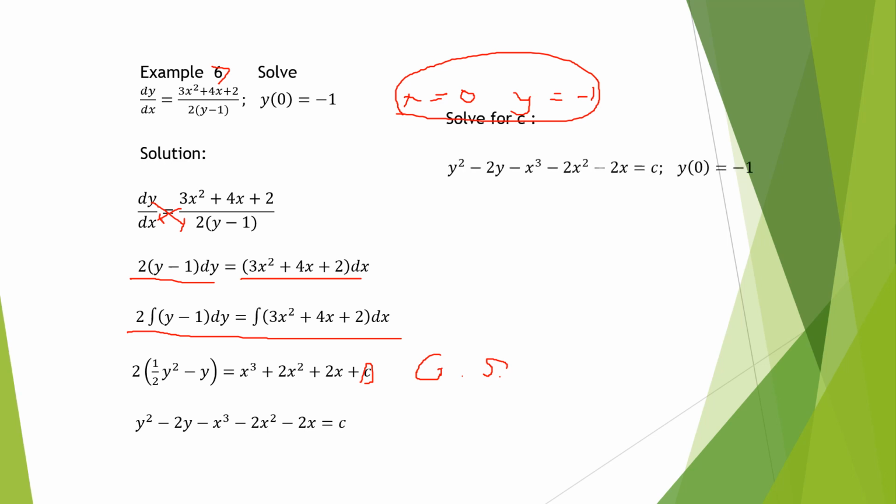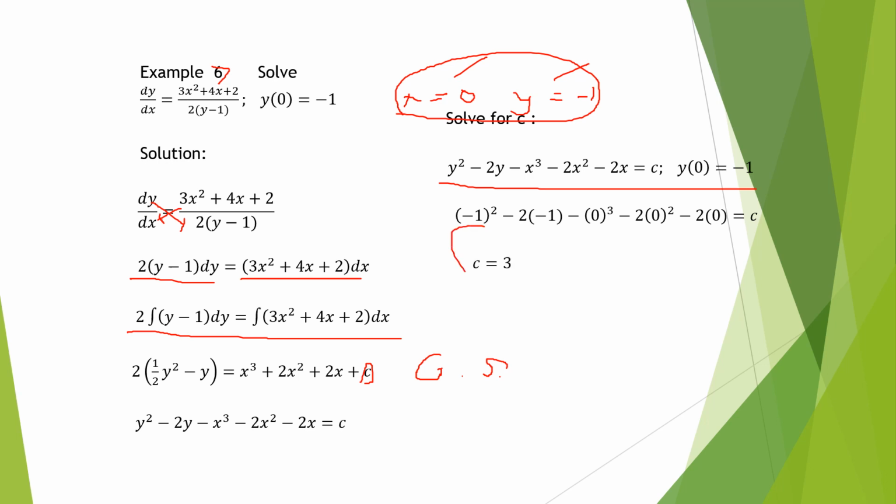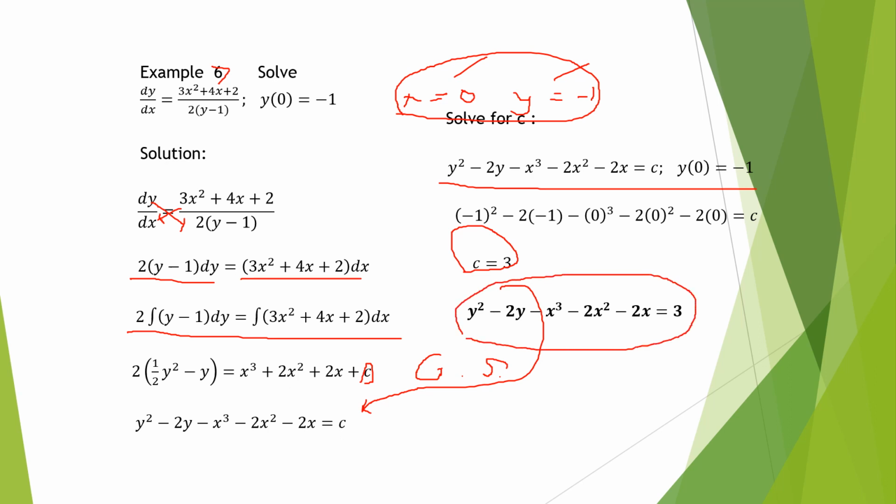So solve for c. This is our original problem again. Substitute y is negative 1 and x is 0, and you see that the value of c equals 3. If you know the value of c, then we can plug it in this equation. So our particular solution now is y squared minus 2y minus x cubed minus 2x squared minus 2x equals 3. This is now the particular solution.